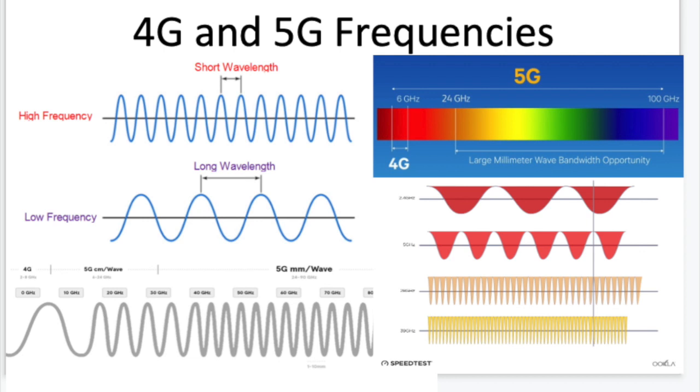This slide has a lot of information on it, but what you need to know first is that 4G and 5G will use different frequencies. These frequencies are electromagnetic waves or waves of energy that are transmitted through the air. All frequencies are created using energy, but some require more energy than others.